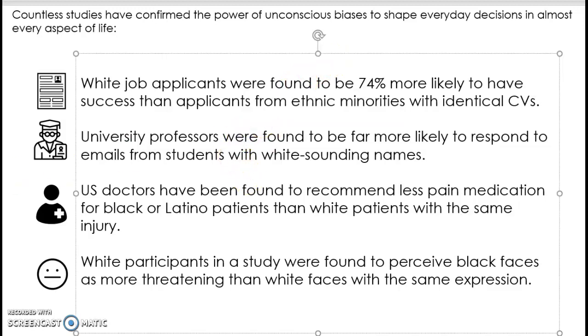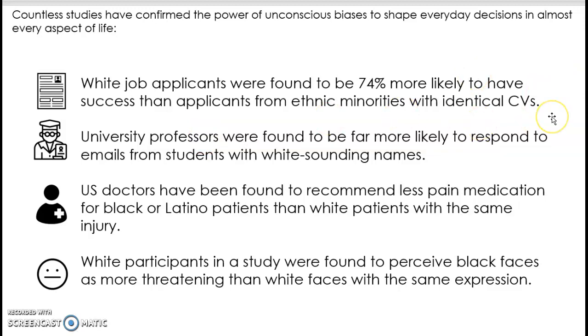White job applicants were found to be 74% more likely to have success when applying for a job than applicants from ethnic minorities with identical CVs. So if they could identify from the CV that somebody was from an ethnic minority, they were much less likely to get an interview. That's a shocking statistic. University professors were found to be far more likely to respond to emails from students with white-sounding names. US doctors have been found to recommend less pain medication for black or Latino patients than white patients with the same injury. Very strange, isn't it?